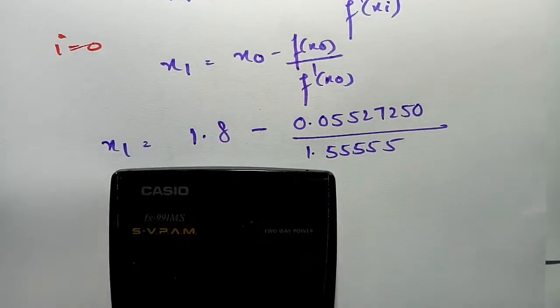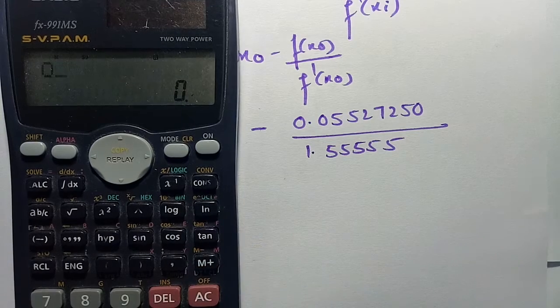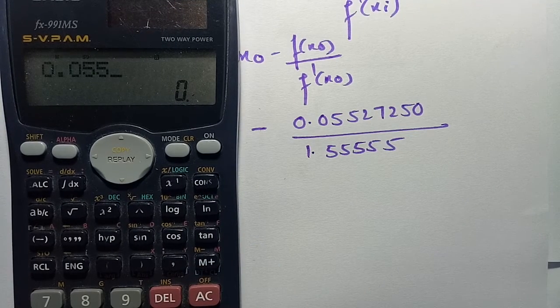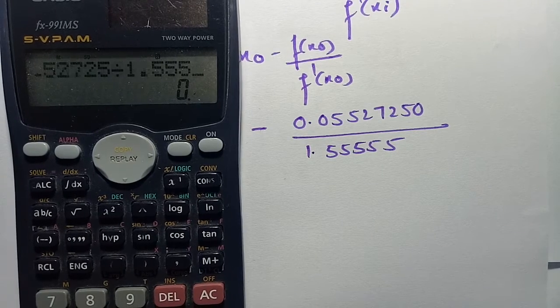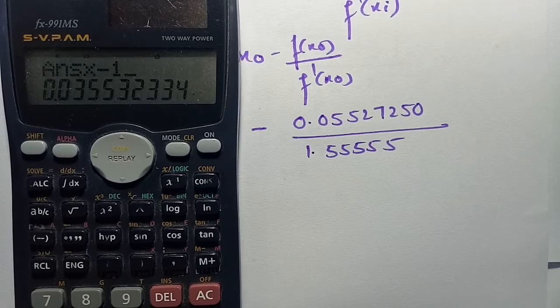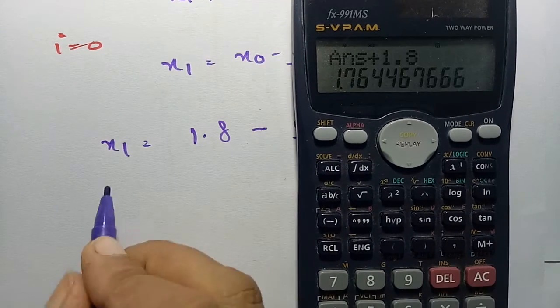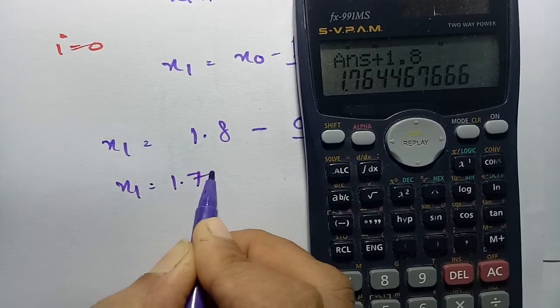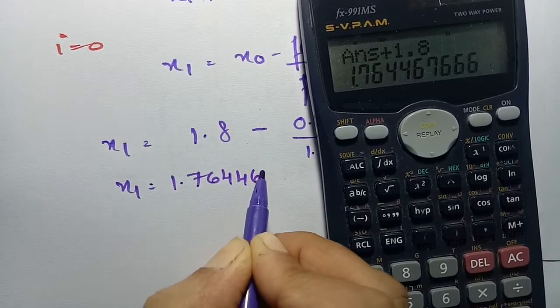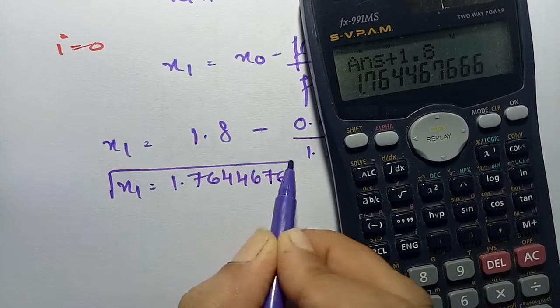So what is our x1 value? The x1 value will be 0.055 divided by 2725 divided by 1.555 into minus 1, plus, what is our x0 value? This is 1.8. So the x1 value is 1.76444676, and this is our x1 value.